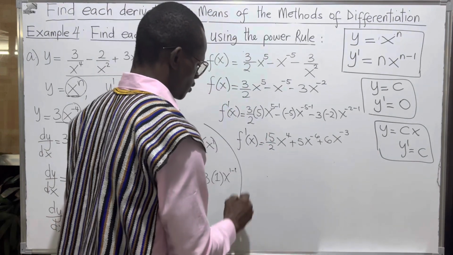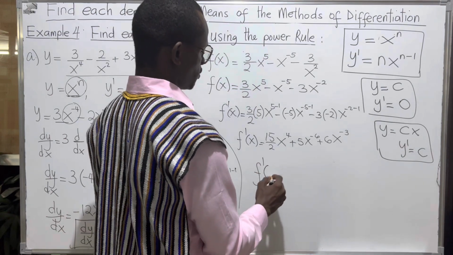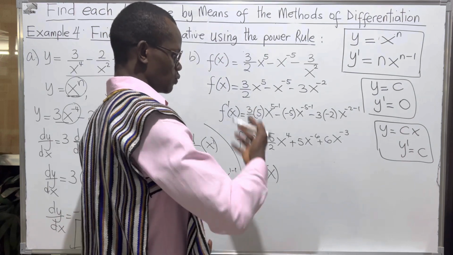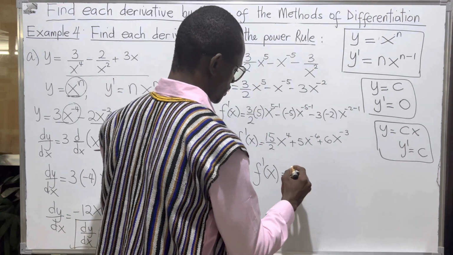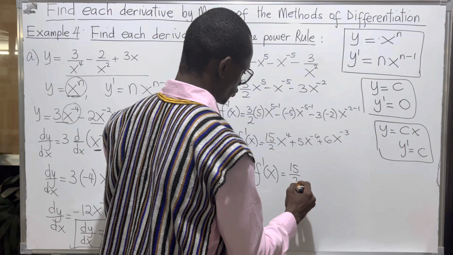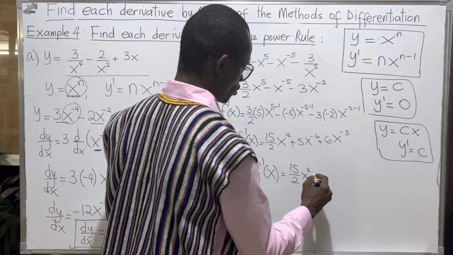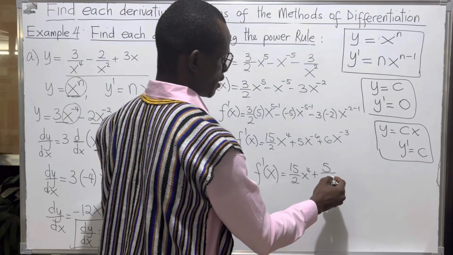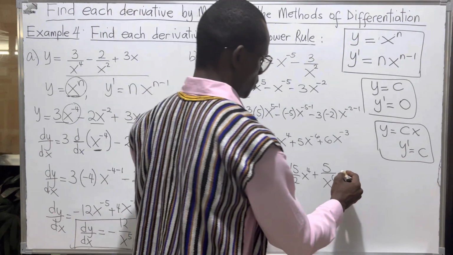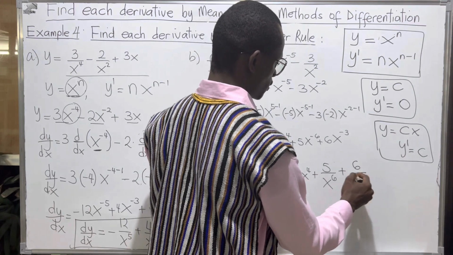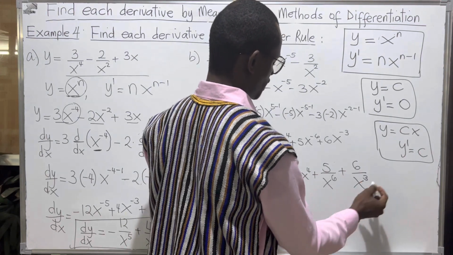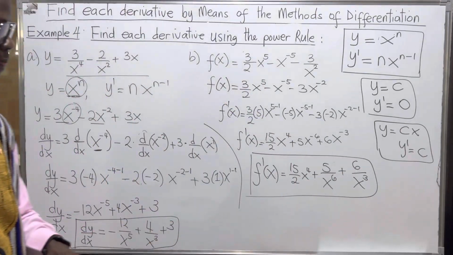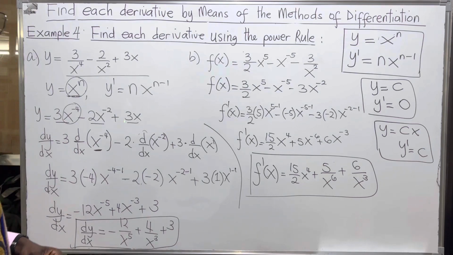So again, when in your final answer you have negatives within the powers of the variables, you can reciprocate. So in the first case, we have 15 over 2, x raised to the power 4, plus 5 all over x to the power, now it goes down as positive 6, plus 6, it goes down as positive 3, x to the power positive 3. So this is the derivative of the function in question 4b.